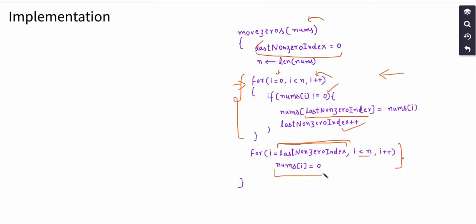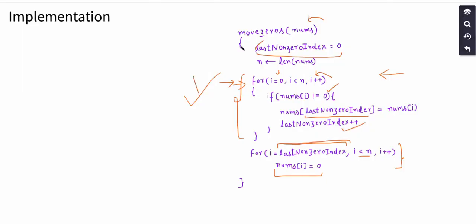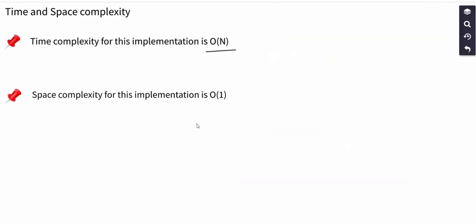So here you can see that since we are iterating over the nums array once, the time complexity is linear, while the space complexity for this particular implementation is constant because we are not using any extra space for temporarily copying our original array. We are simply performing the computations in place, and hence the space complexity is constant. So let's move on to the code implementation for this problem.